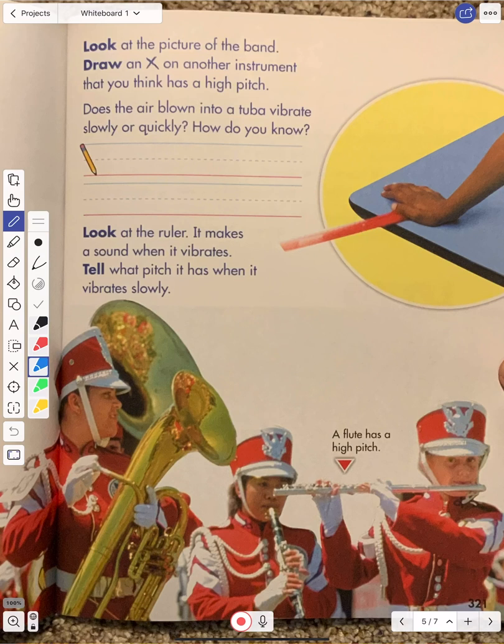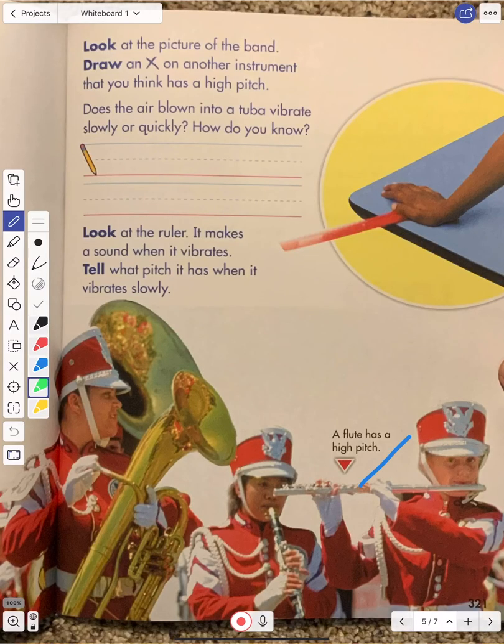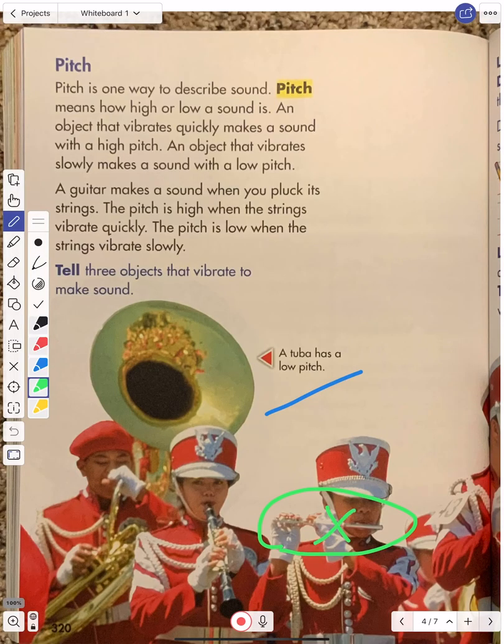It says to look at the picture of the band. Draw an X on another instrument that you think has a high pitch. It tells us that the flute has a high pitch, but what is another instrument that has a high pitch? If I go back to the last page, is there another instrument on here that looks like it might have a high pitch too? Did you say the piccolo? That's what I was thinking. And we should go back and X that because that's what it told us to do.